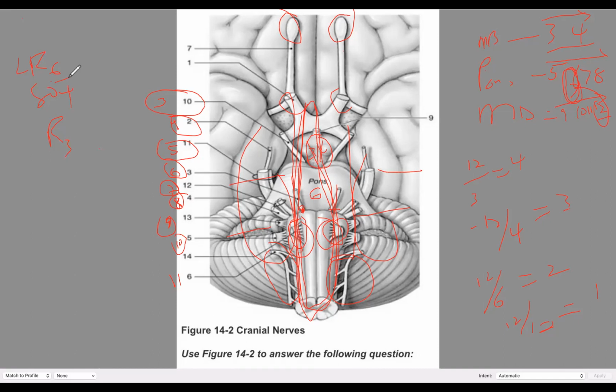We'll look at other symptoms that will present later, but this is just to know how to identify which cranial nerve, because they ask about the origin and where they emerge from.